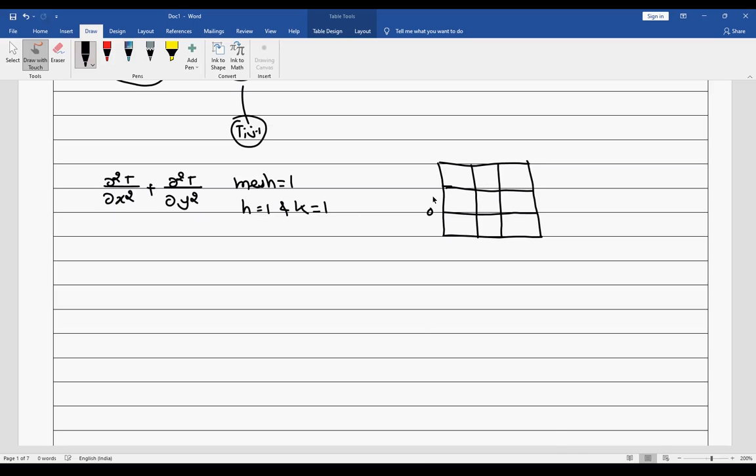On the left hand side they have mentioned temperature 0 degrees Celsius. On the top side they have given temperature 100 degrees Celsius. At the bottom side we have 50 degrees Celsius temperature, and on the other side we have 25 degrees Celsius temperature. Temperatures are always applied at the level.